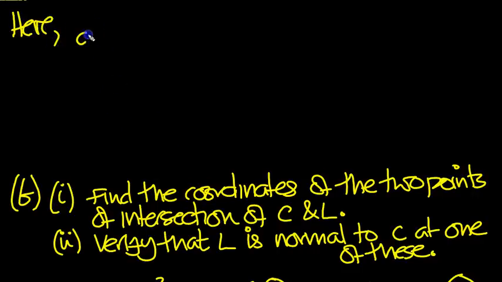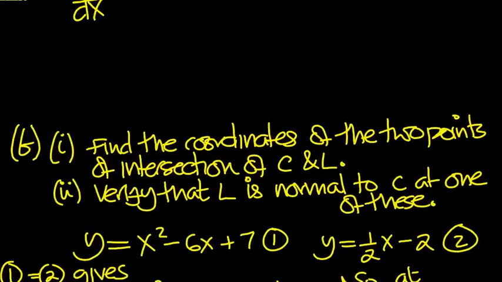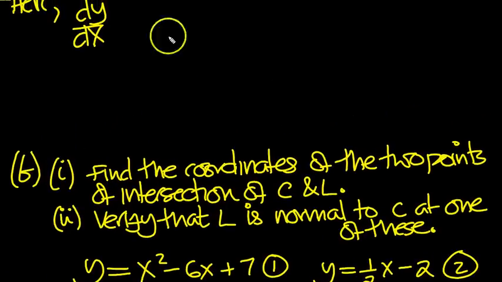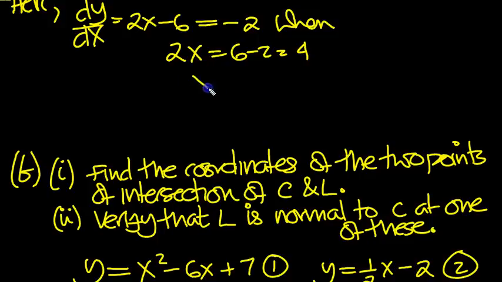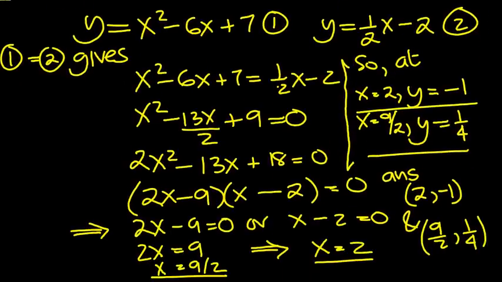So dy dx, what have we got then? We've got x squared minus 6x. So dy dx then will equal 2x minus 6, and that equals, now the gradient of the line L is a half, so this needs to equal minus 2, because the product is minus 1. When, so move the minus 6 over, 2x equals 6 minus 2 equals 4, so x equals 2. So the point at 2, we've found the point at 2, so x equals 2 is the value, 2 and minus 1.